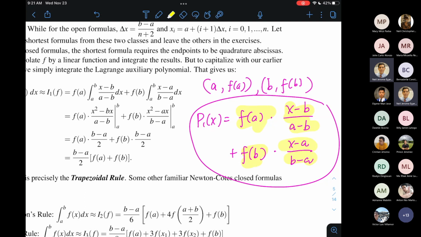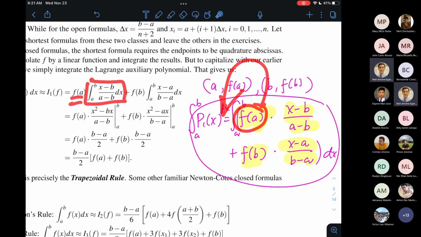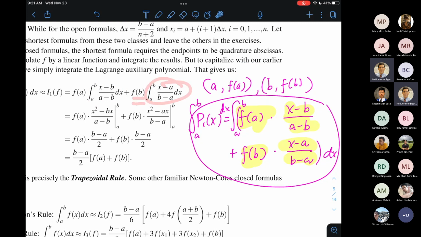Tapos ang pangako ng Newton-Cotes quadrature, i-integrate mo lamang yung interpolating polynomial. Tapos yun na yung estimate natin para sa integral. So integrate ko yan, dx, integrate ko to, dx, say interval a to b, alright? Tapos pwede ko yung i-simplify. Si f of a, constant naman yan with respect to x, so pwede siyang lumabas. So f of a, integral na lamang nung Lagrange basis polynomial as promised, right? Then this is f of b times integral ng Lagrange basis polynomial associated to the second point.